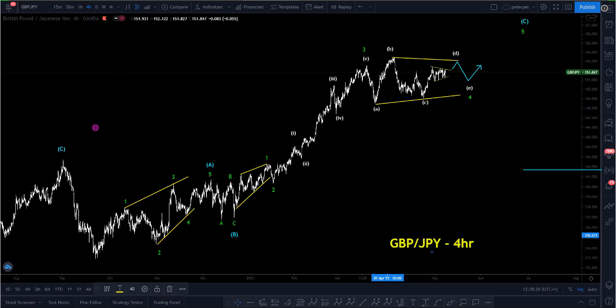The next pair we'll be looking at is the pound Japanese yen, and this is on the 4-hour time frame. So we are looking at a possible triangle with green wave 4 triangle on display, and with that one we are seeing another kind of triangle inside. So if we break the top of white wave B, the triangle is still in play because we cannot be above that one. That one will invalidate the triangle.